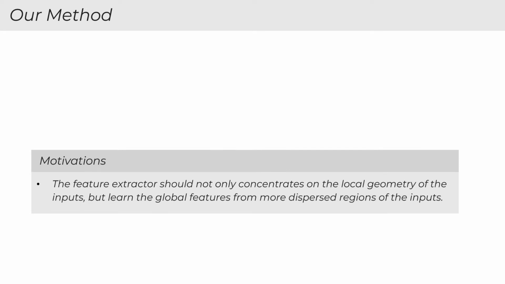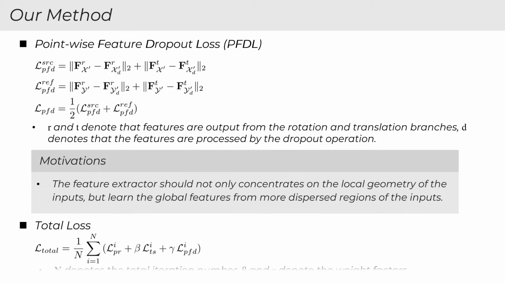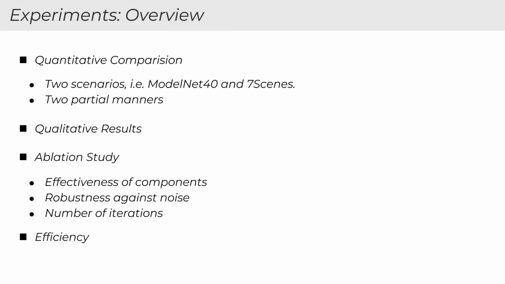In addition, to avoid the case that the feature extractor only concentrates on the local geometry of the inputs, we design a pointwise feature dropout loss, which encourages the network to learn the global features from more dispersed regions of the inputs. Finally, combining the terms above after n iterations, we have the weighted sum loss, where beta and gamma are weight factors. To demonstrate the effectiveness and robustness of our method, we conduct several experiments on both synthetic and indoor benchmarks.